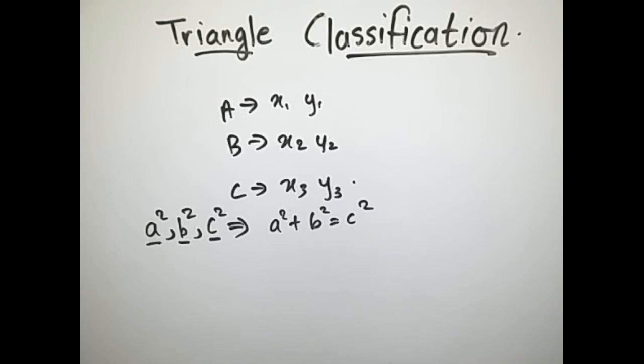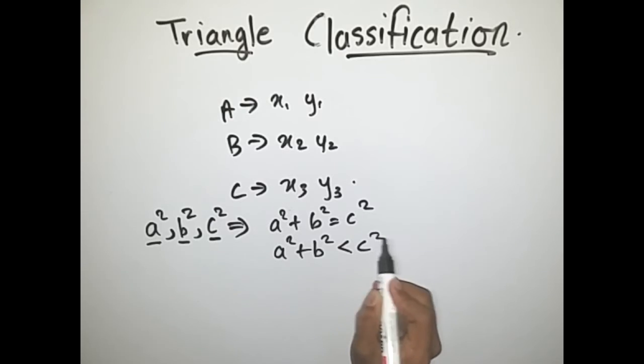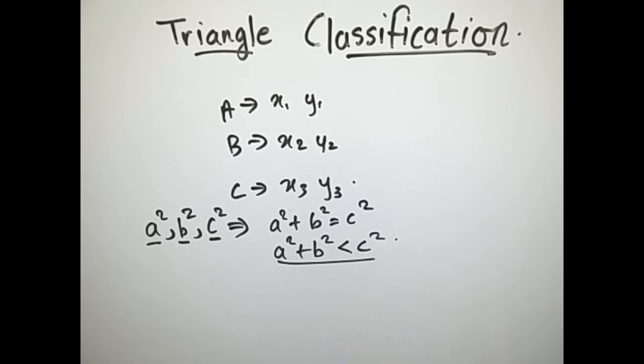Now the other fact is, if a square plus b square is less than c square, then this indicates that our triangle is an obtuse angle triangle, as it contains one angle which is an obtuse angle. This thing is derived from the cosine rule which is there in trigonometry. So do learn that rule and you will get how this thing came. And the other fact is, if it's not a right angle and it's not an obtuse angle triangle, then surely it's an acute angle triangle.